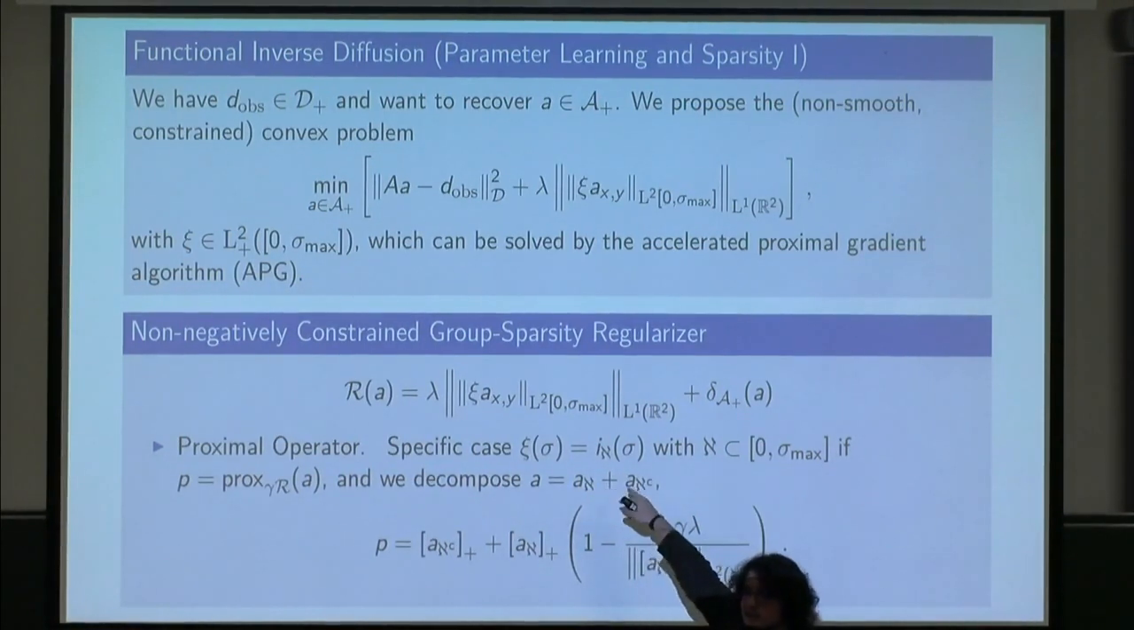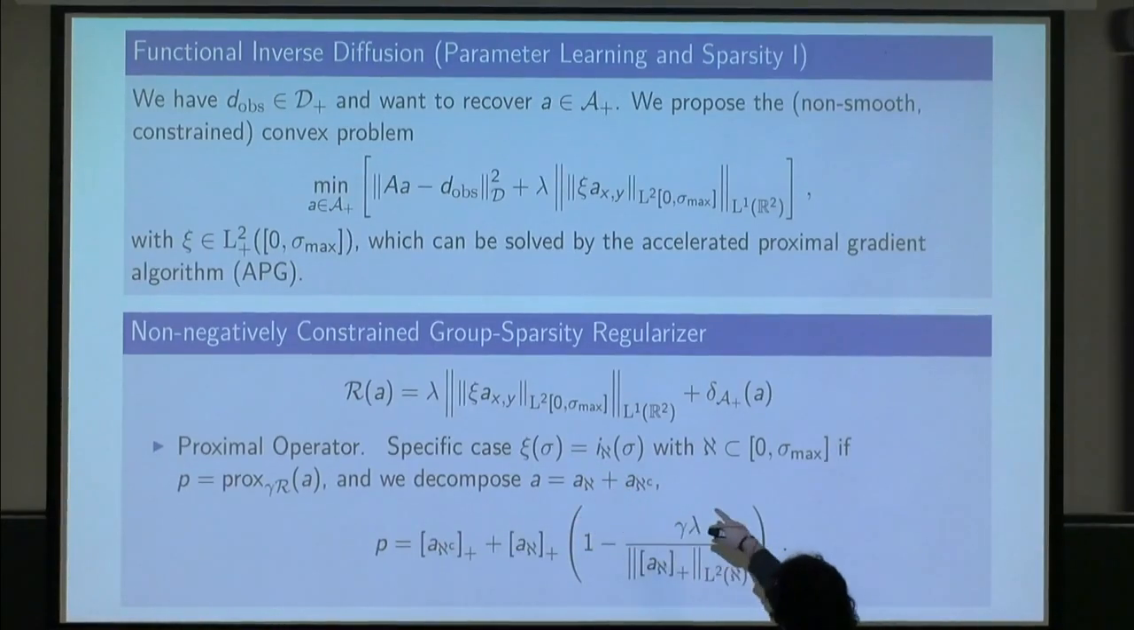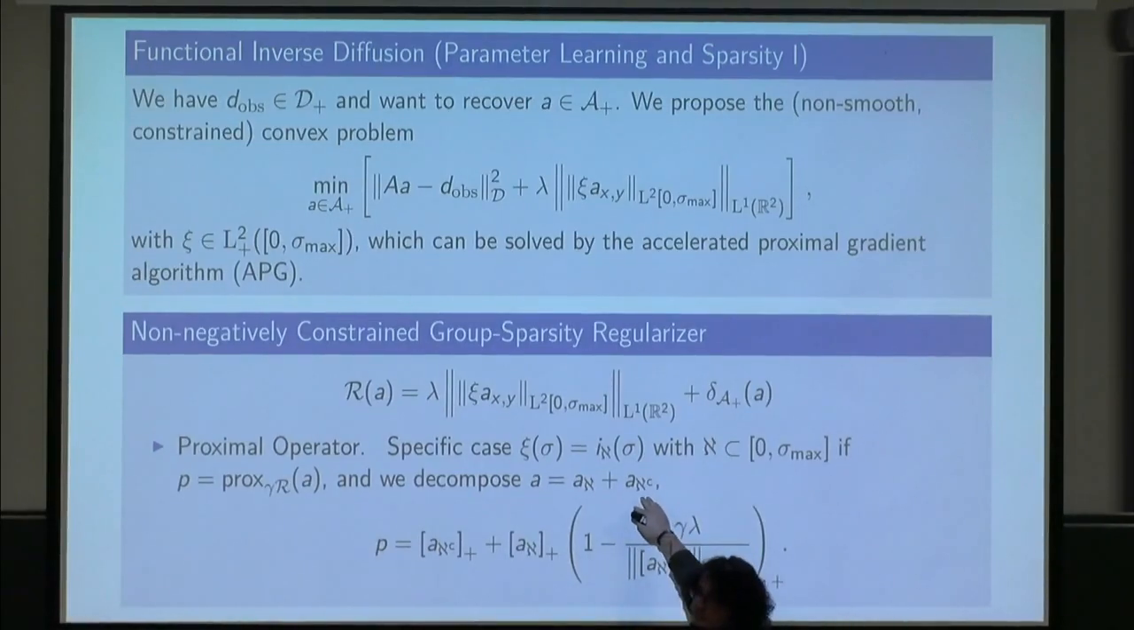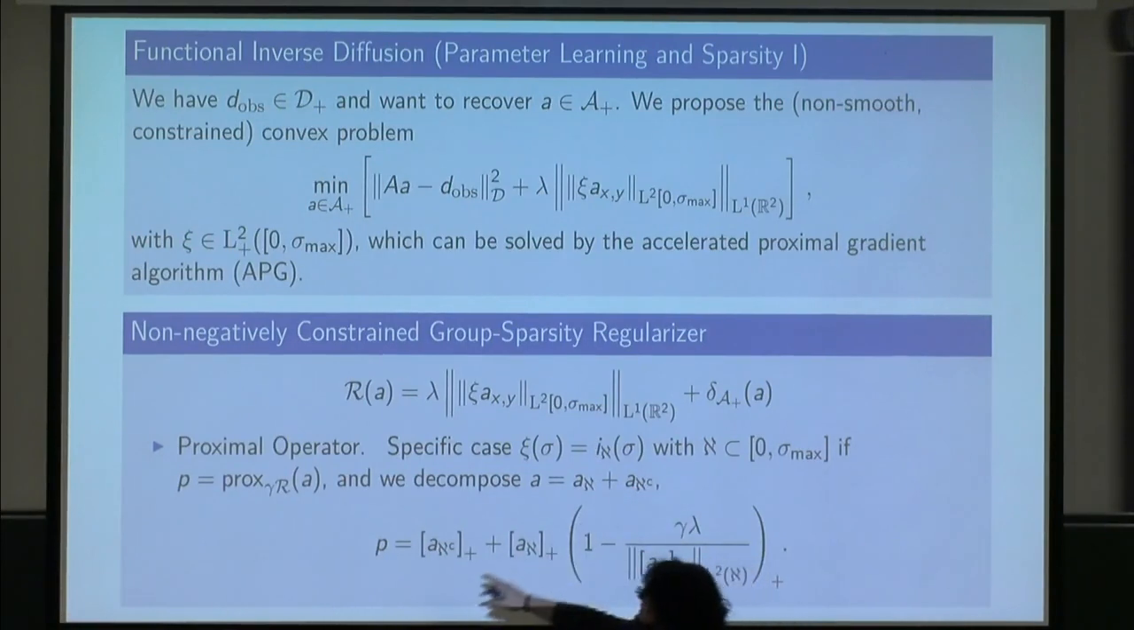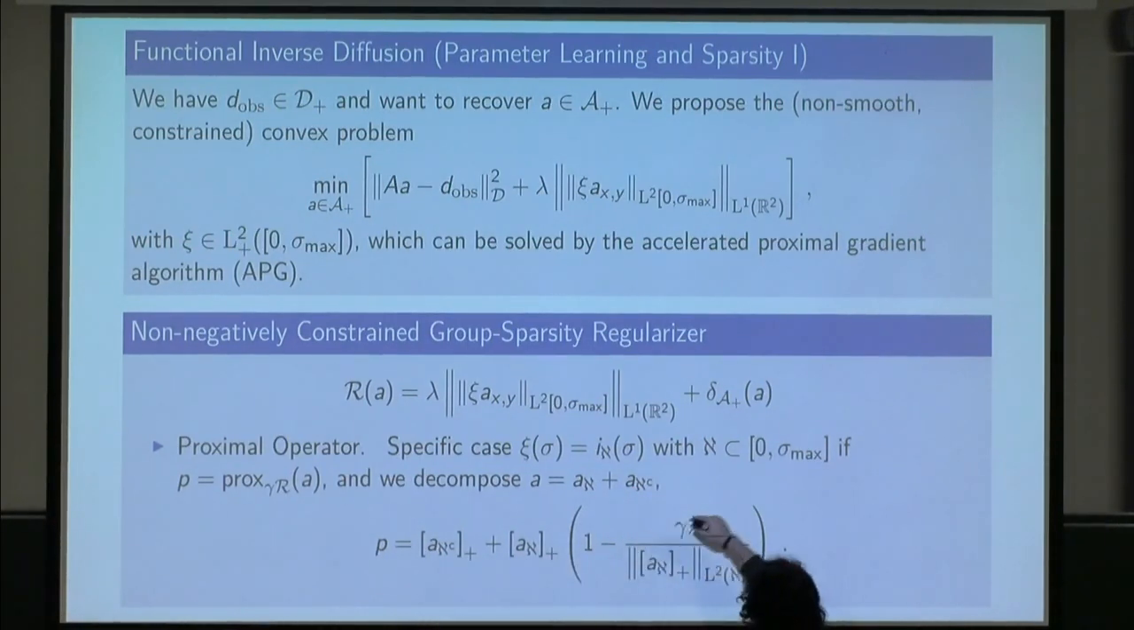function of the set Aleph. And then the specific result for this group sparsity regularizer with a non-negative constraint, it says that on the sigmas that the weighting function is not active, you just get the effect of the non-negativity constraint there, while in the other sigmas you get first the non-negativity constraint and then the usual group sparsity regularizer.